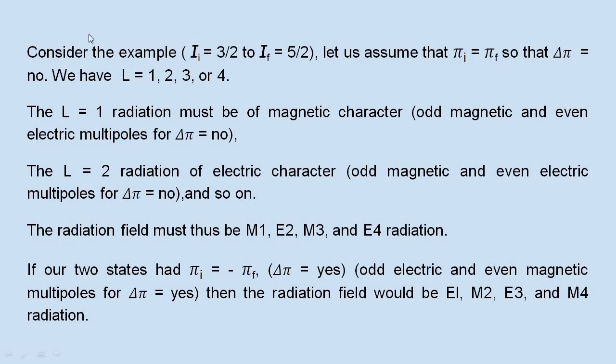And we can take our previous example: I_i equal to 3/2 to I_f equal to 5/2. Let us assume that pi_i equal to pi_f, that means no minus sign here, so that delta pi equal to no. So we have L equal to 1, 2, 3, 4. Then when L is equal to 1, radiation must be of magnetic character. That means L is equal to 1.